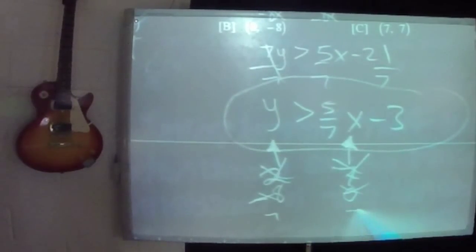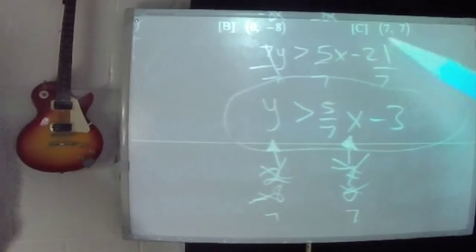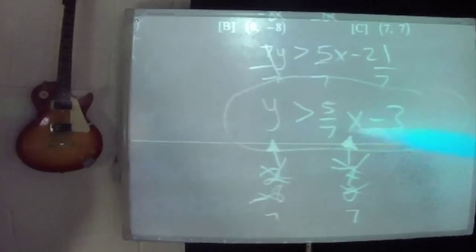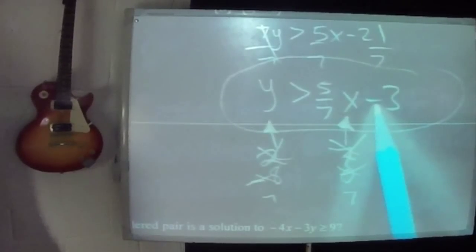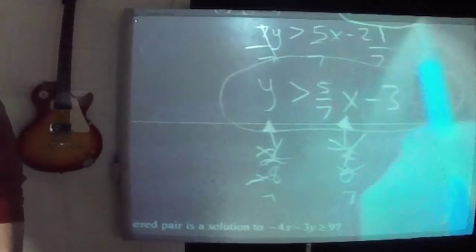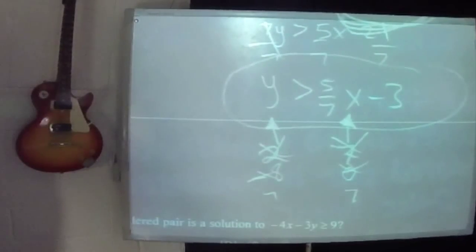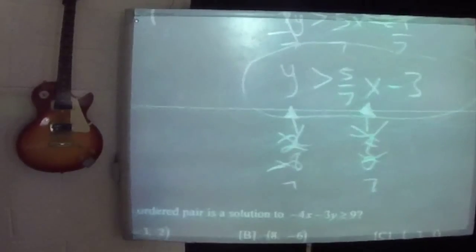7 and 7. Now, if you remember, we already knew what we got when we put a 7 in here. Still have it on my calculator, actually. When you put a 7 in, you get 2. So is 7 greater than 2? Yes. So then we'll go with that one. So that'll be it. You don't have to check the last one.